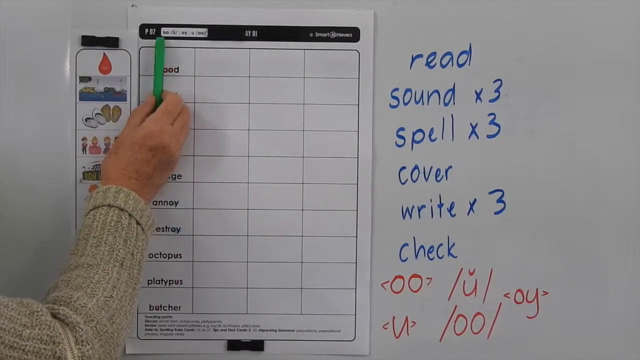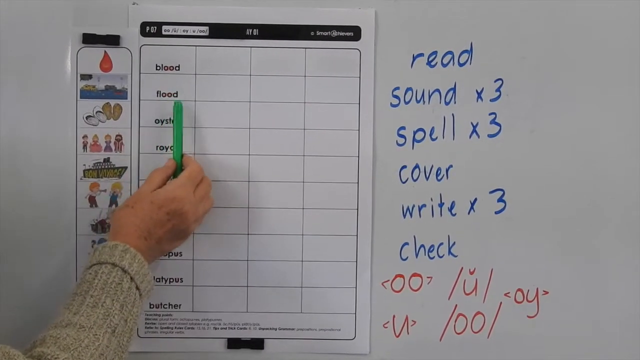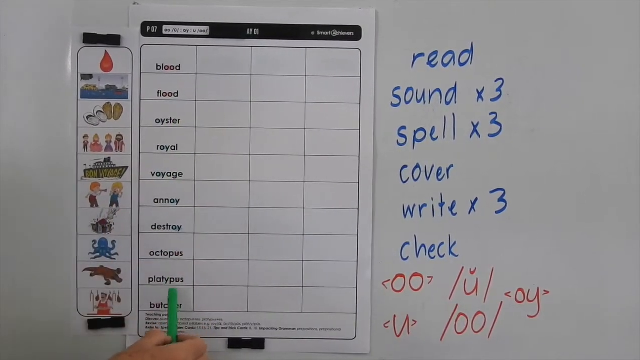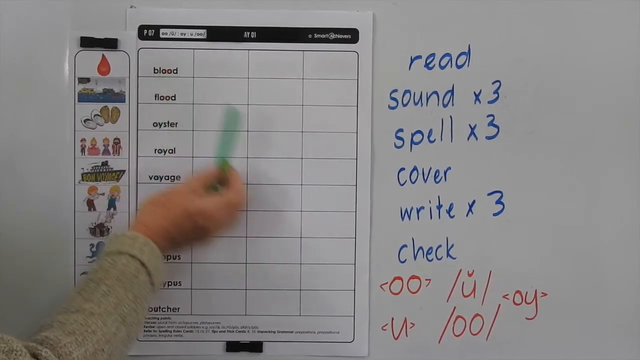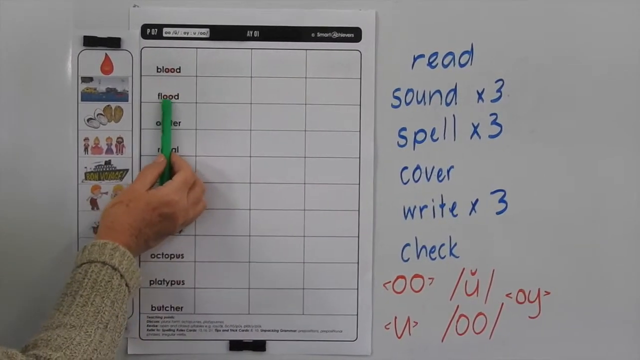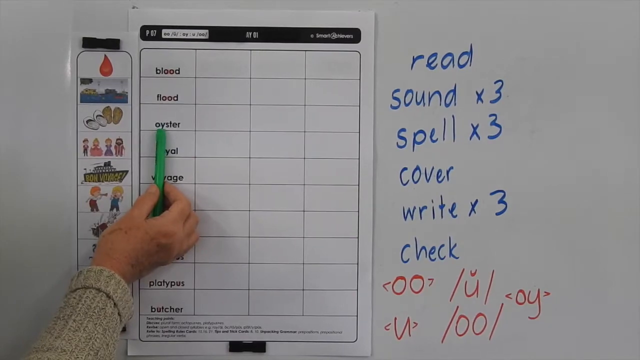List 7, and we've got 3 sounds we're dealing with in this list. There's not a lot of words that we could use, so we've put the 3 in together. So we've got blood, bull, dirt. We're using the double O for the sound in flood. Oyster, we're using the oi sound.